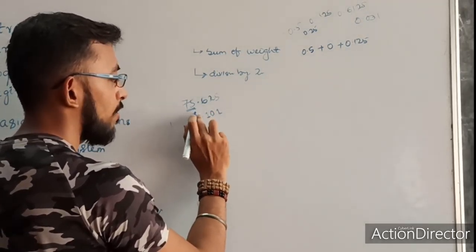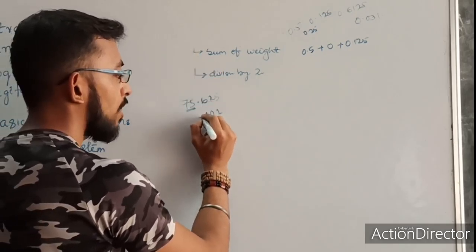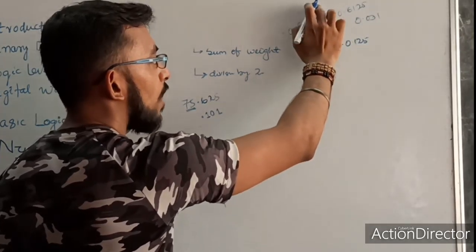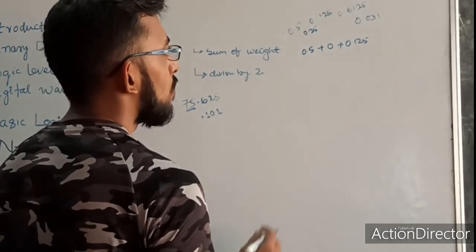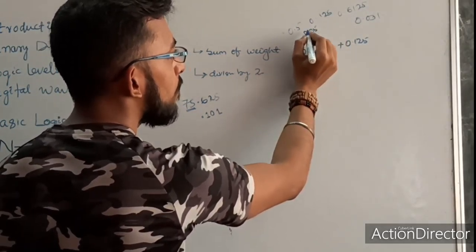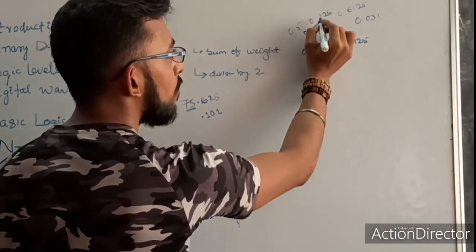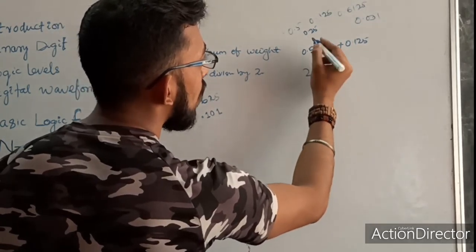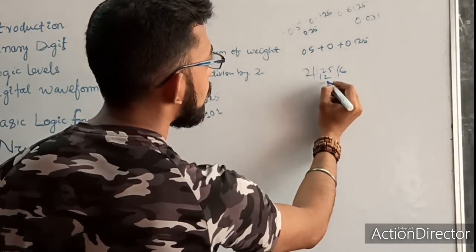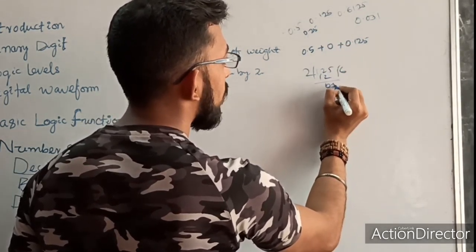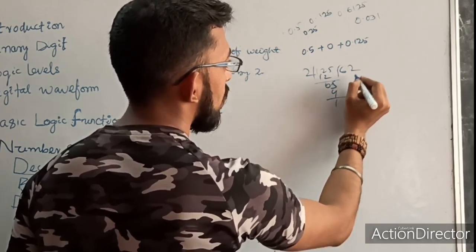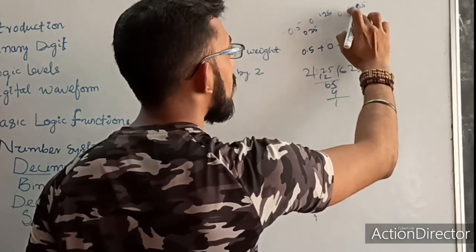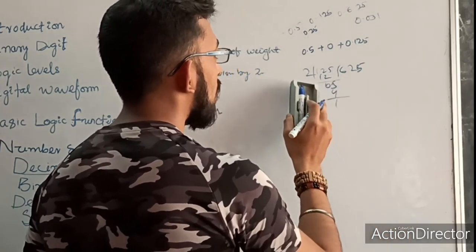Whatever the integer value of 75 is in binary, found by any method, after that I have to add this 101. 101 means this 0.5 plus 0 plus 0.125. Just divide 0.5 by 2, which means 0.25. Then dividing 0.25 by 2 gives 0.125, and so on, until we reach 0.625.